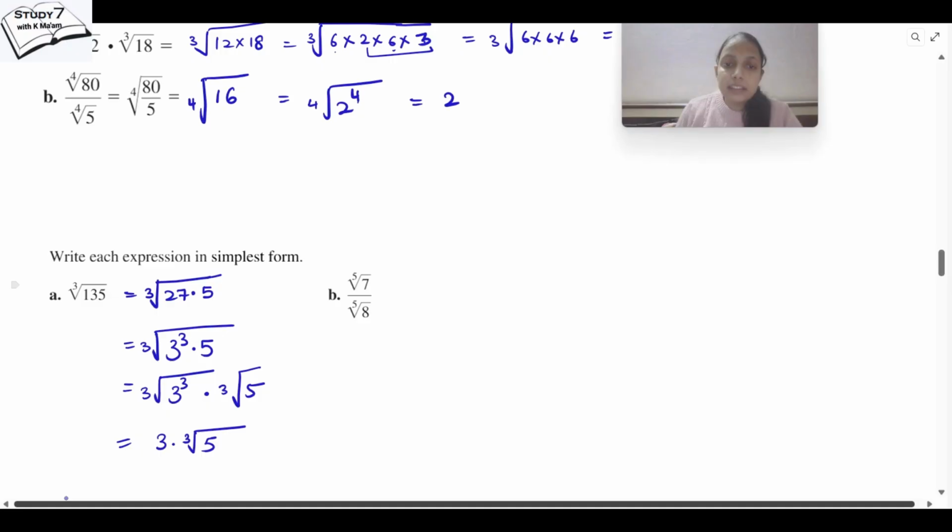See this? 7, fifth root of 7 over 8th root of 7. In this case, I have to rationalize. Rationalizing is like the fifth root. Fifth, you can break into more powers.